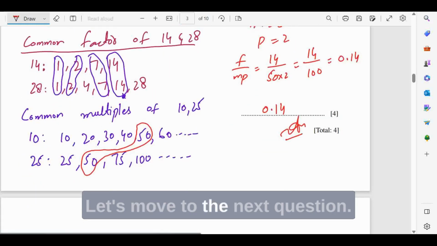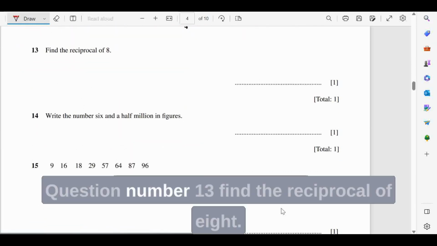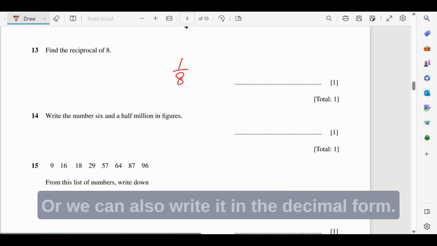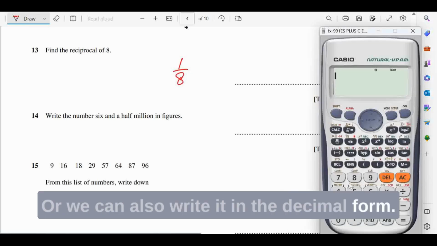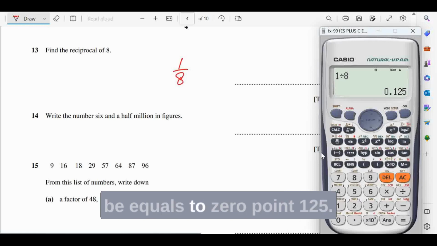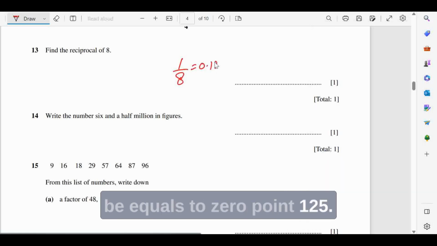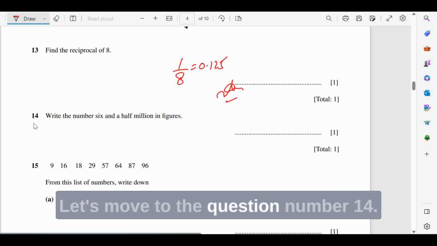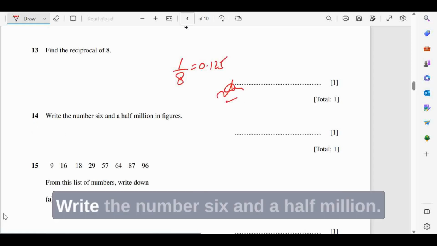Let's move to the next question. Question number 13: find the reciprocal of 8. The reciprocal of 8 will be 1 divided by 8, or we can also write it in decimal form. So 1 divided by 8 is equal to 0.125. This will be the final answer. Let's move to question number 14. Write the number 6.5 million in figures.